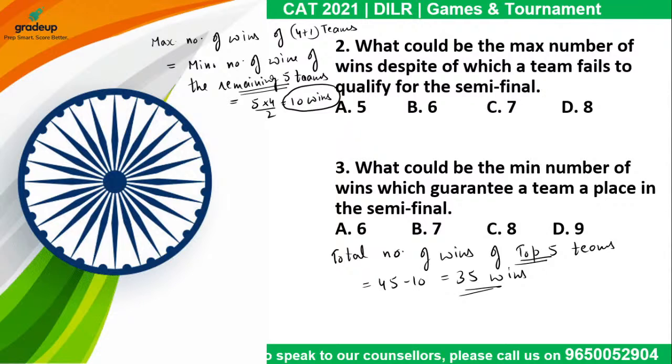Okay, so can we say 7 wins is the maximum despite which a team fails to qualify for the semi-final. So if this is 7, I don't need to calculate for this, it has to be 8. Is this clear, guys? I think Shashwat got this correct. Very good, Shashwat. I hope it is clear now.